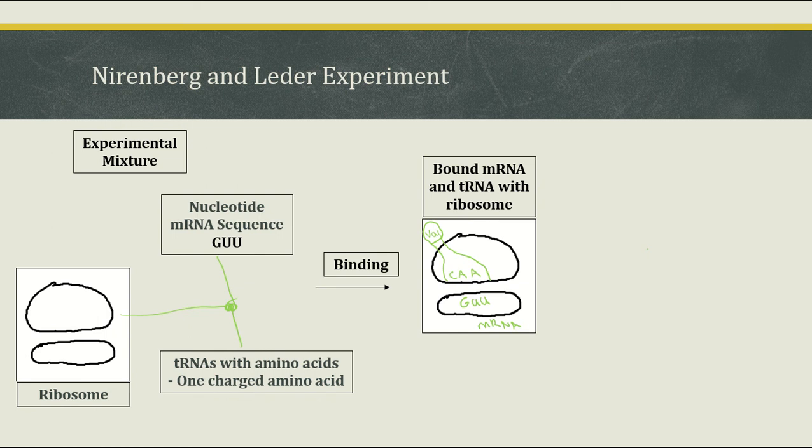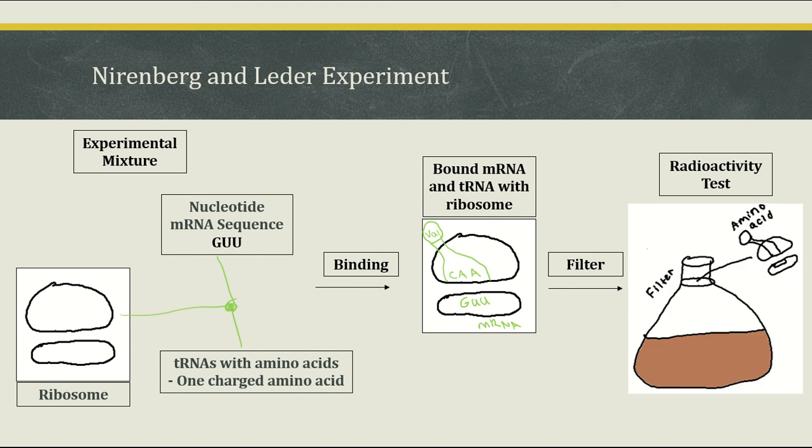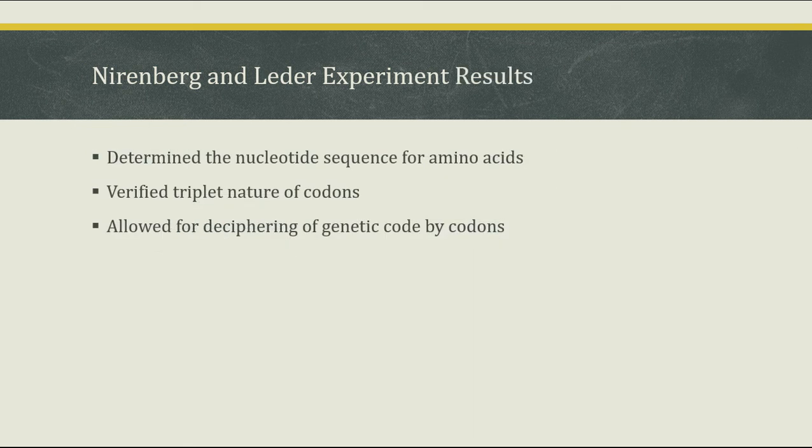The solution was then passed through a nitrocellulose filter to separate the unbound tRNAs in the solution from the tRNA and mRNA bound to the ribosome. The filter paper was tested for radioactivity to determine if the tRNA with the radioactive amino acid had bound to the ribosome. This method allowed the experimenter to determine which three nucleoside sequence coded for what amino acid. This verified the triplet nature of the genetic code and allowed the deciphering of the genetic code using codons.